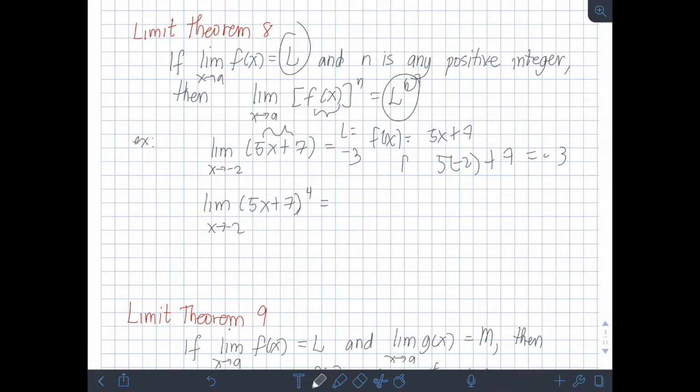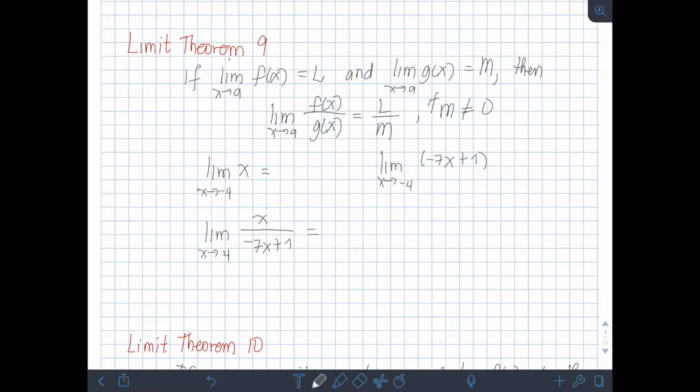So therefore, kung ni-raise natin sa power of 4 yung original f of x natin na 5x plus 7 at hinanap natin yung limit nun as x approaches negative 2, kung ano yung nakuha nating limit na negative 3, i-raise nyo lang din sa 4. So, therefore, the limit is negative 3 quantity raised to the 4th power, which is equal to 81. Okay? Next, we have limit theorem 9.